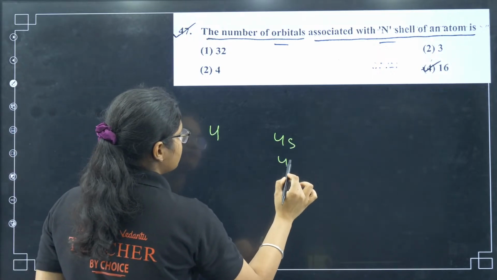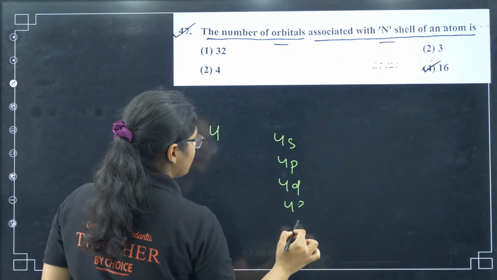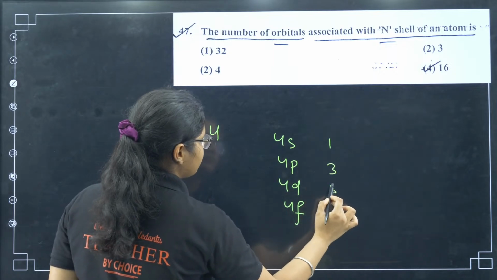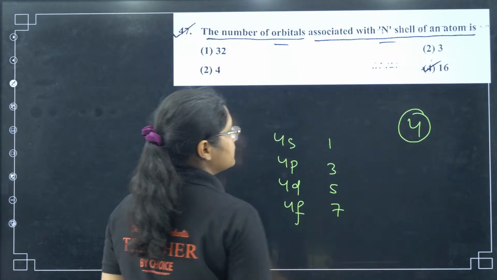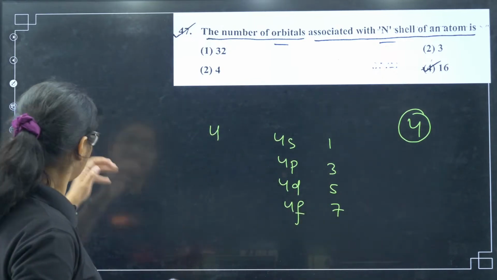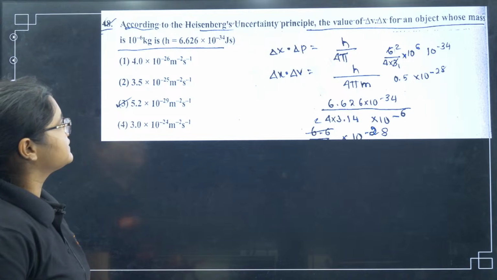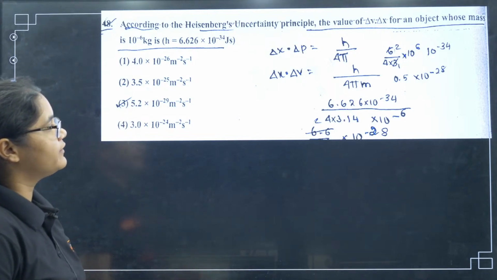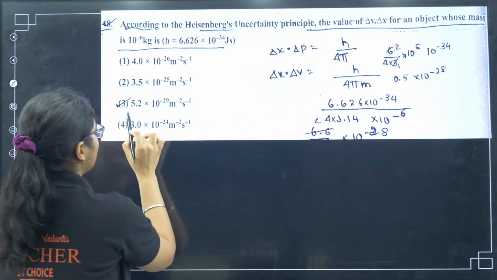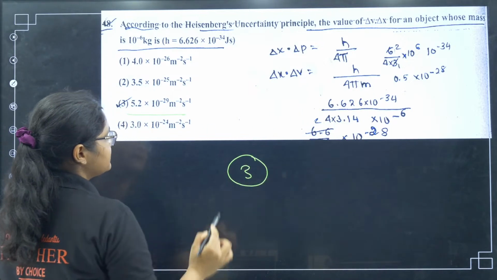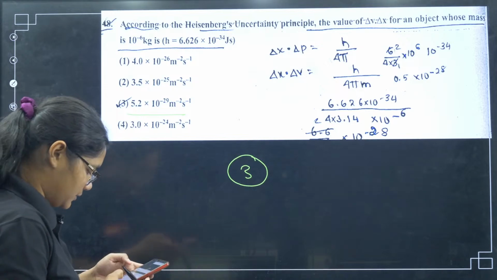So 4s, 4p, 4d and 4f. So here we have 1, 3, 5 and 7, so that is total 16. The correct answer for this question will be option number 4 here. Next, according to the Heisenberg uncertainty principle, the value of delta v. If you solve this, you can see the calculation here. You will get 5.2 times 10 to the power of minus 29. So that is option number 3 here.